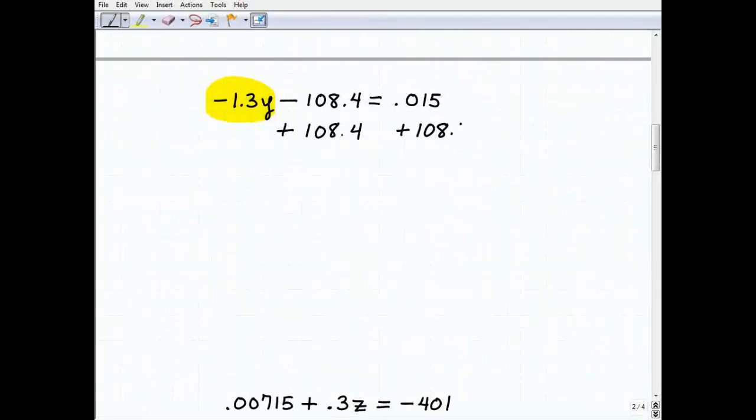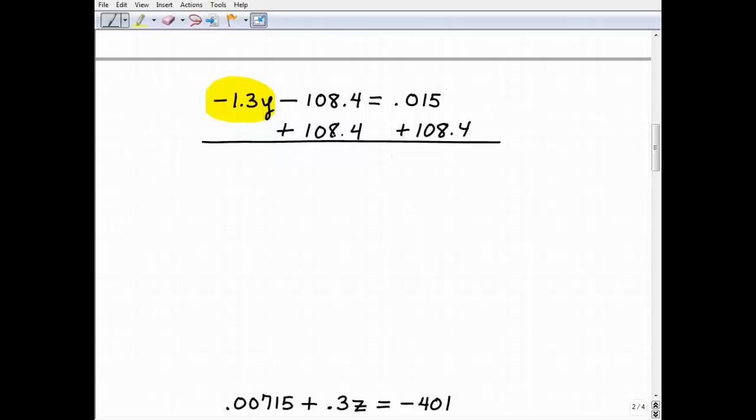Now, notice how every single time I do these problems, I'm doing it in the same way. You want to write these problems out and show your work, model it the way I'm doing it. Create those habits, because if you're skipping or being sloppy or not showing everything, then you're creating bad habits, and that's going to come back to haunt you, if you will, with bad grades, and we don't want that. All right, so we've got negative 1.3y minus 108.4 equals 0.015.